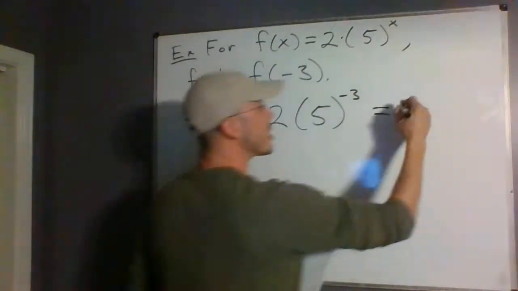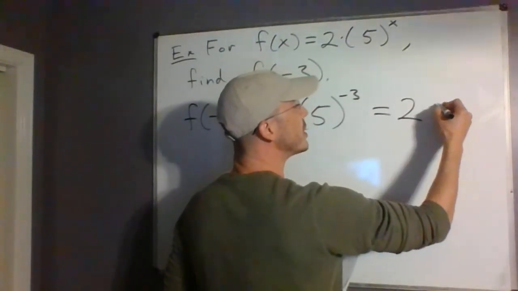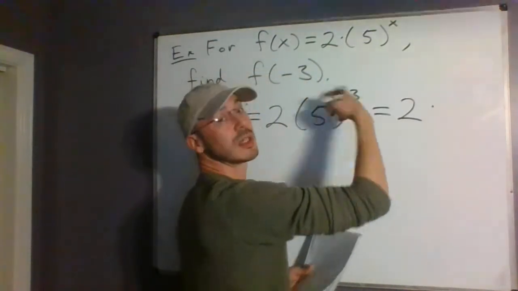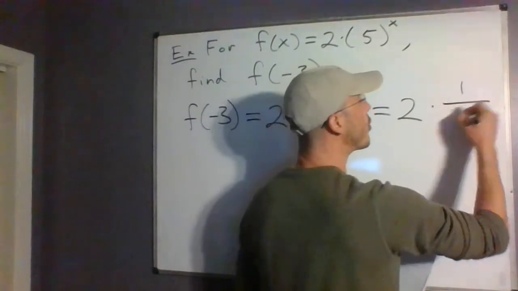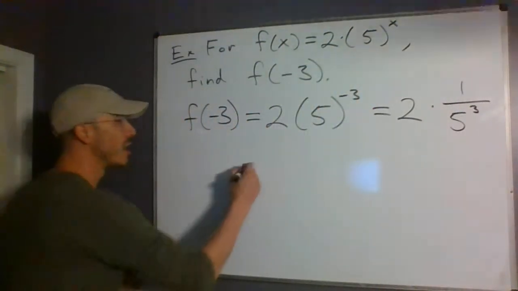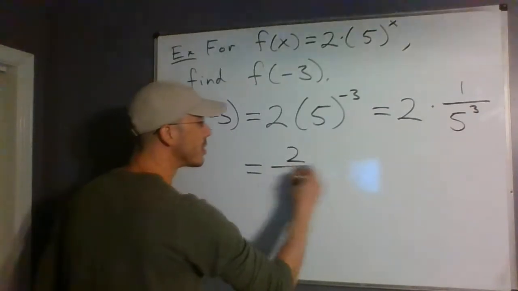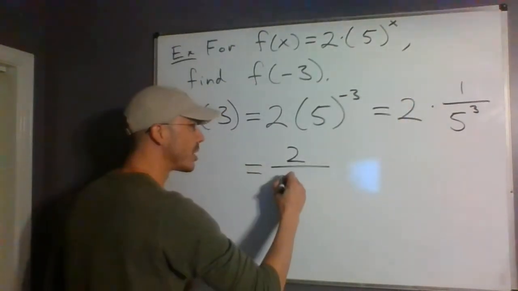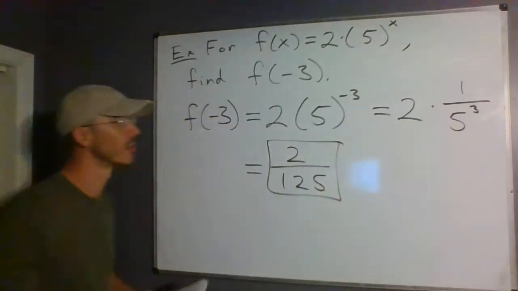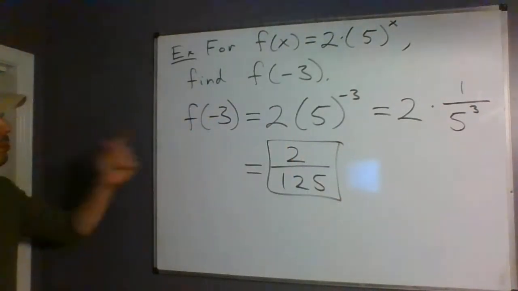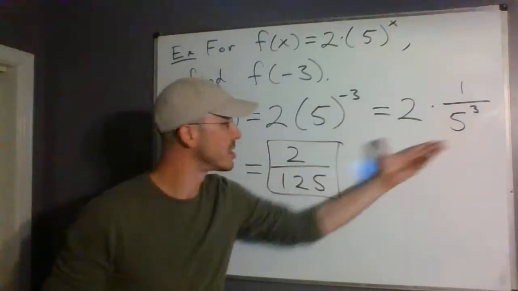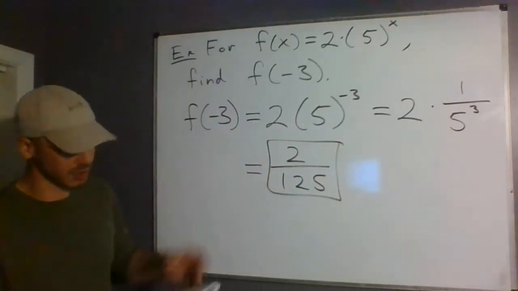In this case, 5 to the negative 3 is a negative exponent, so I'm going to put it in the denominator. It really means 1 over 5 to the positive 3. And then just put the 2 in the numerator. 5 to the third is 125. So I plugged in the number in place of the variable, and then I simplified to get this, and that doesn't reduce.